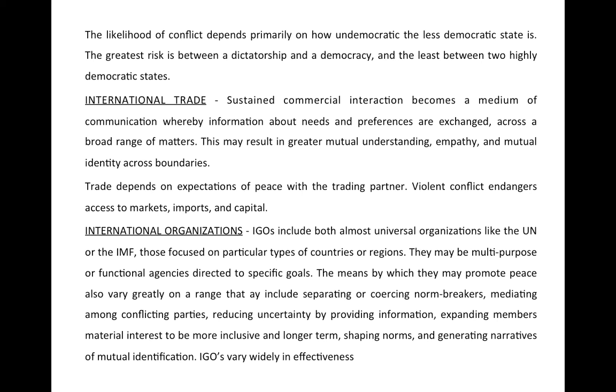International organizations include both almost universal organizations such as the UN or the IMF, and those focused on particular types of countries or regions. They may be multi-purpose or functional agencies directed to specific goals such as military security, promoting international commerce and investment, health, environmental concerns, or human rights. The means by which they may promote peace also vary greatly. They include separating or coercing norm breakers, mediating among conflicting parties, reducing uncertainty by providing information, expanding members' material interests to be more inclusive and longer term, and shaping norms and generating narratives of mutual identification. Also, international organizations vary widely in effectiveness.